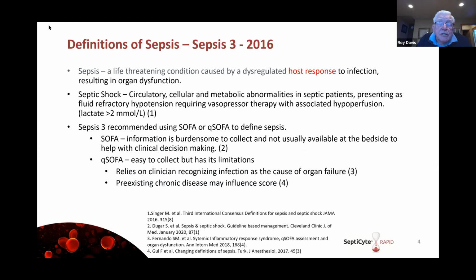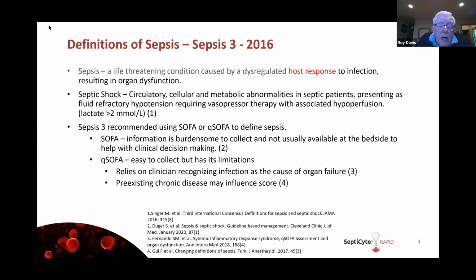The sepsis definition was changed in 2016 to the Sepsis-3 definitions. There are two definitions. One is a definition of sepsis as a life-threatening condition with dysregulated host response to infection, and then the definition for septic shock. Sepsis-3 recommended using SOFA or qSOFA to define sepsis.